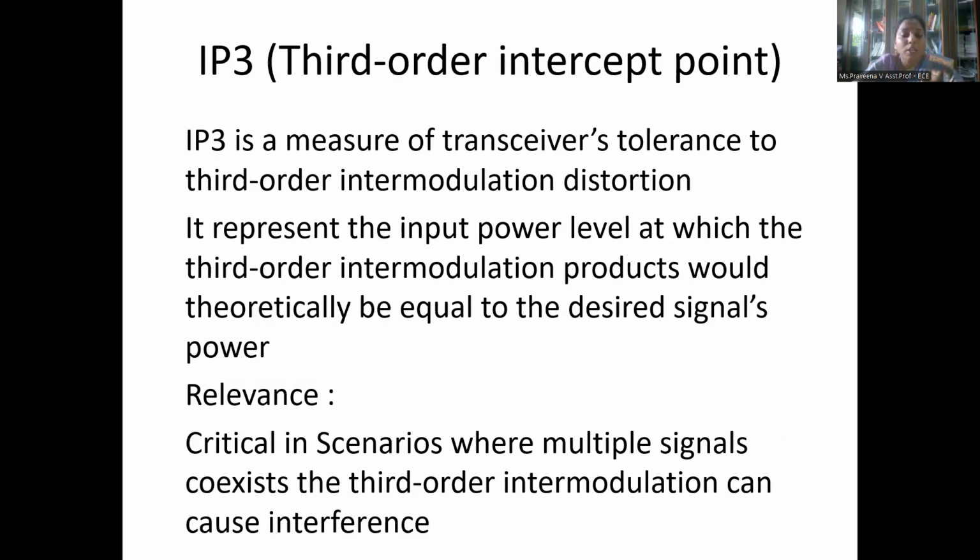Next, we are going to see IP3, the third order intercept point. It is also a measure of the transceiver's ability to tolerate third order intermodulation distortion, and it represents the input power level where the third order distortion products equal the desired signal power. So it is very critical in a multi-signal environment, as third order intermodulation products can create interference and degrade the overall system.